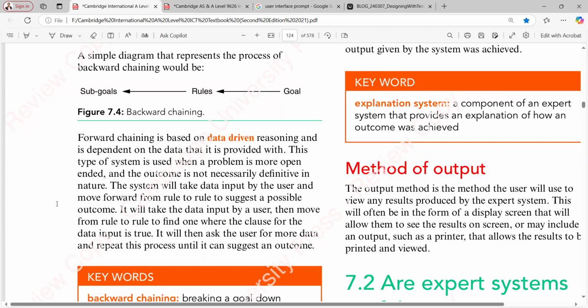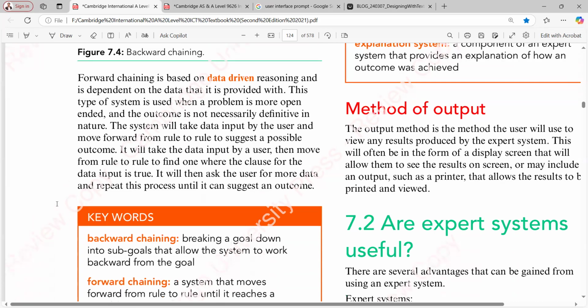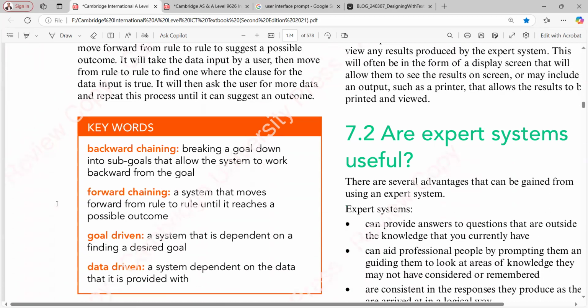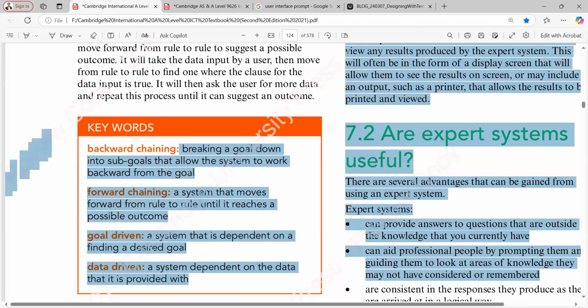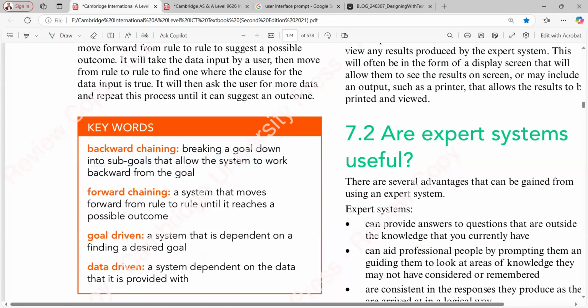You want to solve a problem, and the system is going to take data input by the user and move forward from rule to rule to suggest a possible outcome. So it will take the data input by a user, then move from rule to rule to find one where the clause for the data input is true. So it will then ask the user. If I just summarize, these are the important definitions. You can go through them. Backward chaining is this, forward chaining is this: goal driven and data driven.